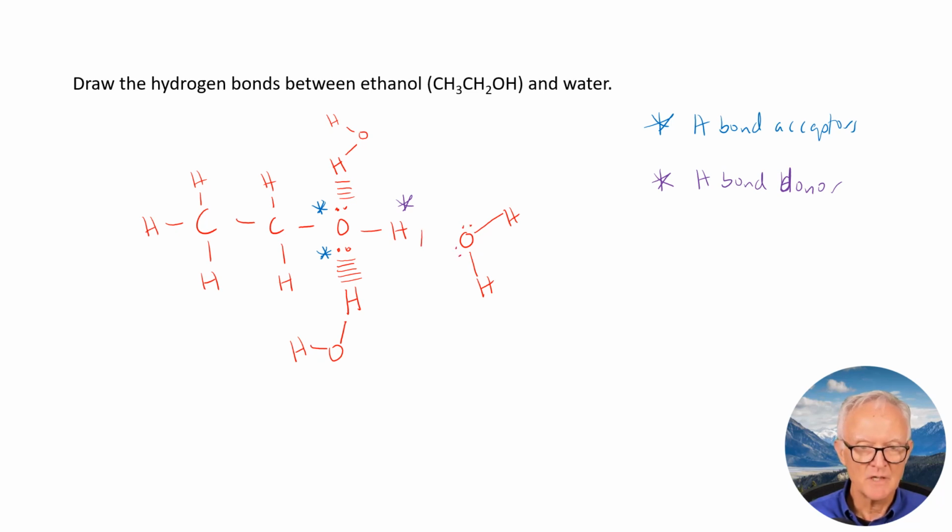And there would be a hydrogen bond between the hydrogen bond donor on ethanol, the purple star hydrogen, between that hydrogen and the oxygen, one of the lone pairs in the oxygen of water. So we end up with 1, 2, 3 potential hydrogen bonds between ethanol and water. And I say potential because hydrogen bonds are breaking and reforming all the time. But you could have 3 hydrogen bonds at any one point in time between waters and an ethanol molecule.